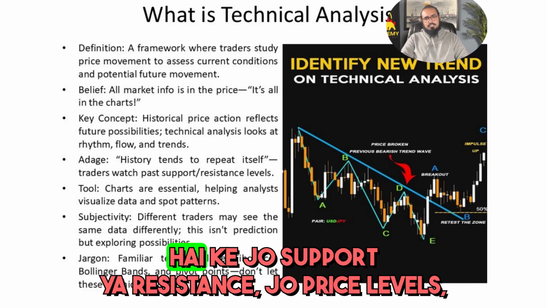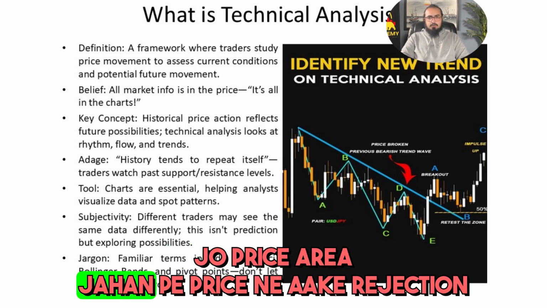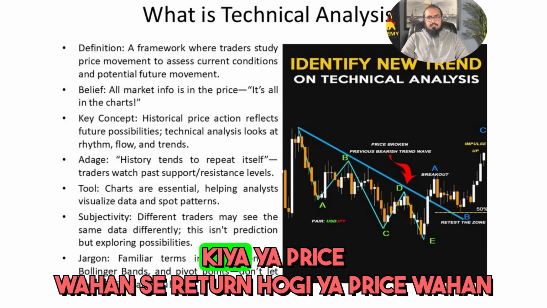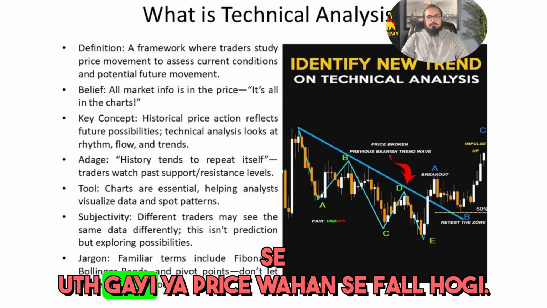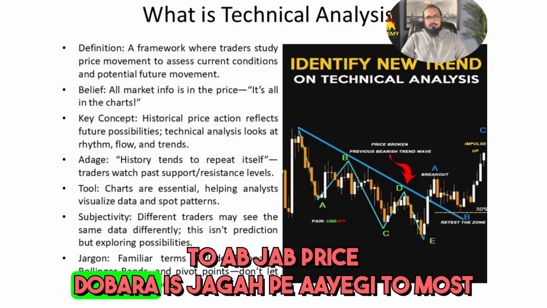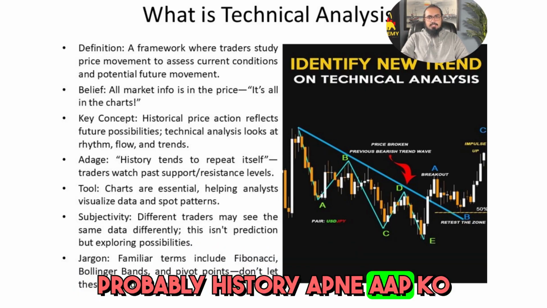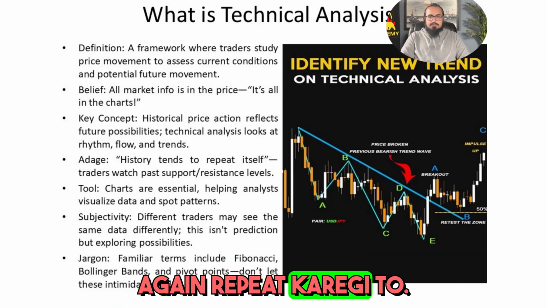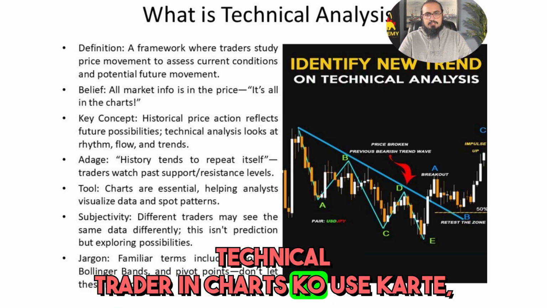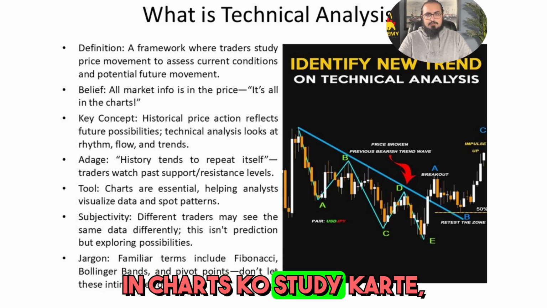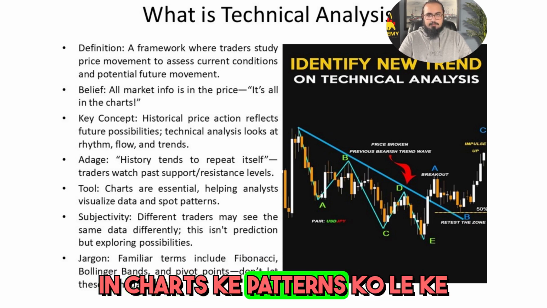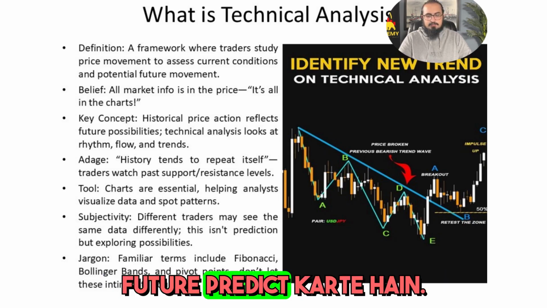Similarly, on the charts, it happens that briefly the support and resistance, the price levels, the price area, where the price gets rejected, or the price will return from there, or the price will rise from there, or the price will fall from there. So now when the price comes to that place again, most probably history will repeat itself again. So technical traders use these charts. They study these charts. They trade on the future based on the patterns of these charts.